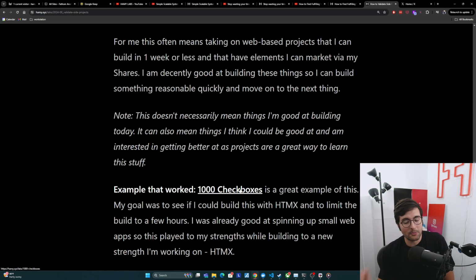An example of this that worked for me was 1000 Checkboxes, which is basically a stupid little website that lets everybody click the same checkboxes online. I'm inspired by the 1 million checkboxes from several weeks ago. My goal was to see if I could build this with HTMX, because I was curious about HTMX polling and syncing and stuff like that.